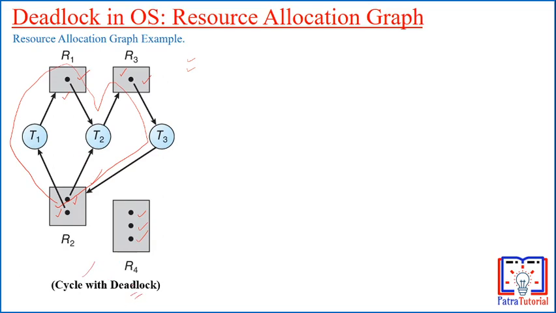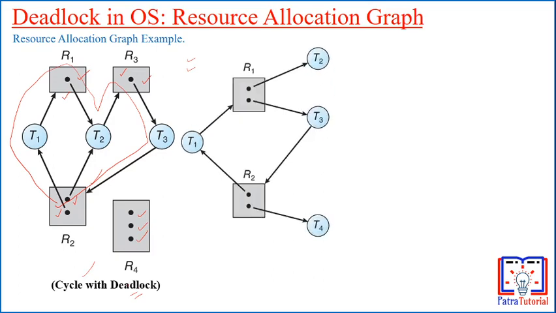Okay, and let me give one more example here. This is one more resource allocation graph, and in this graph there are four processes: T1, T2, T3 and T4. Okay, and there are two resources, one of type R1 and another of type R2. R1 has two instances, and R2 also has two instances. Okay, now see, is there any cycle in this graph?